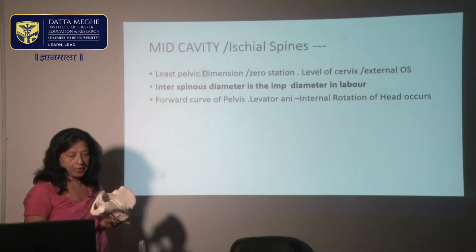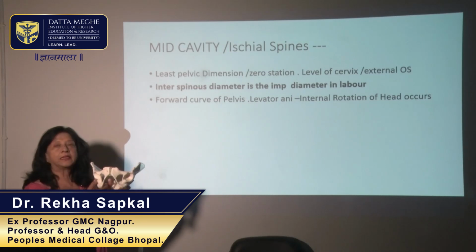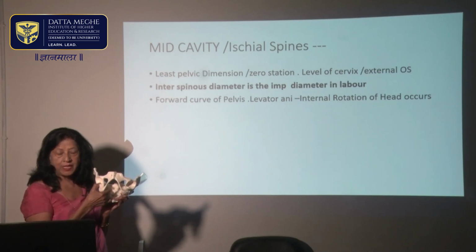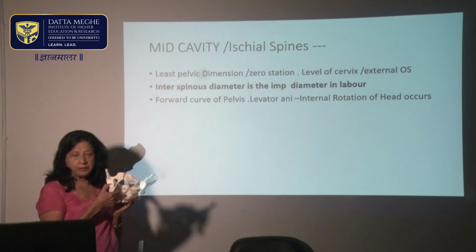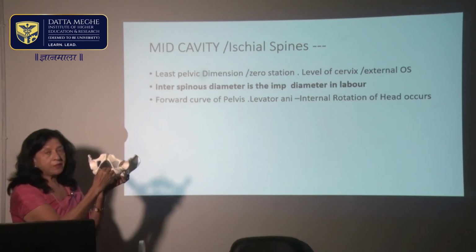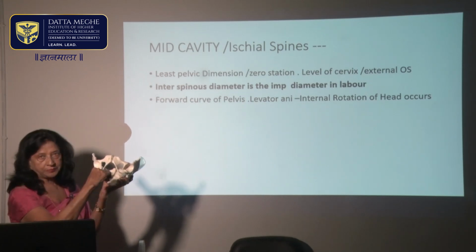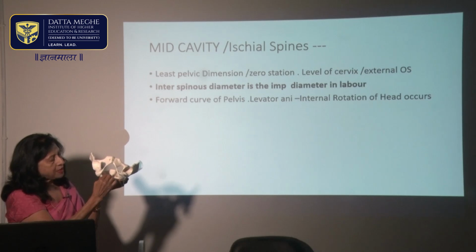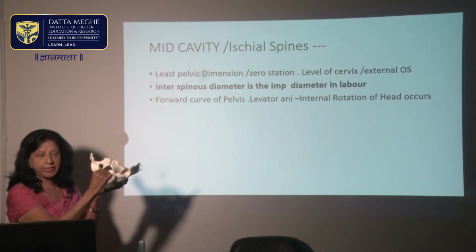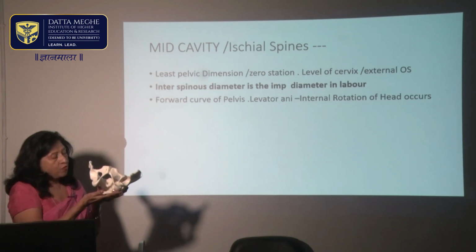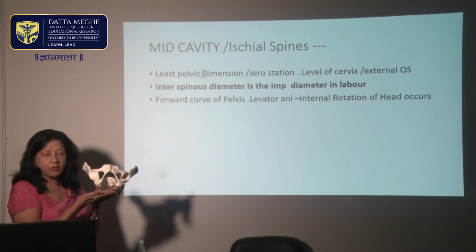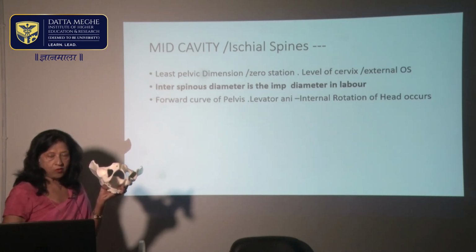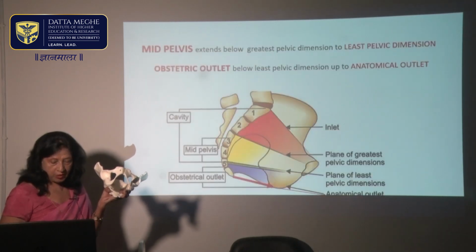Ischial spine is a very important landmark in labor. It is also known as the zero station of the head in labor. The curvature of the pelvic cavity is downward and forward. Up to the level of the ischial spines it goes downward, and at the level of the ischial spines it abruptly turns forward. So, that is why internal rotation occurs on the pelvic floor. The cavity direction is downward and forward at the level of the ischial spines.